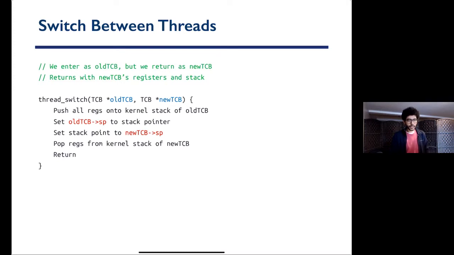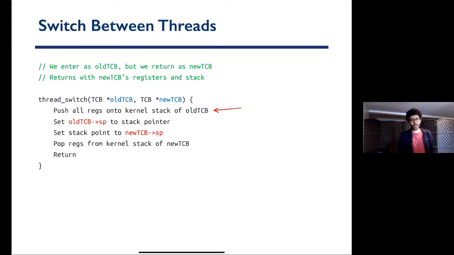Now, if you want to context switch between threads, the first thing you have to do is to save all the registers, because you're going to context switch to some other thread, and that other thread could do whatever it wants to the registers, and you might lose the context. So the first step is to push all the registers. Where do we push them? We push them to the kernel stack of this old TCB. So now we have saved all the registers.